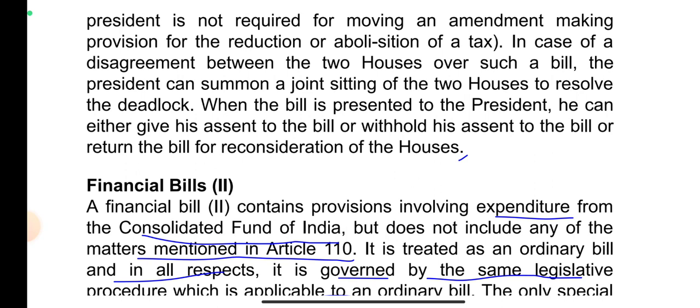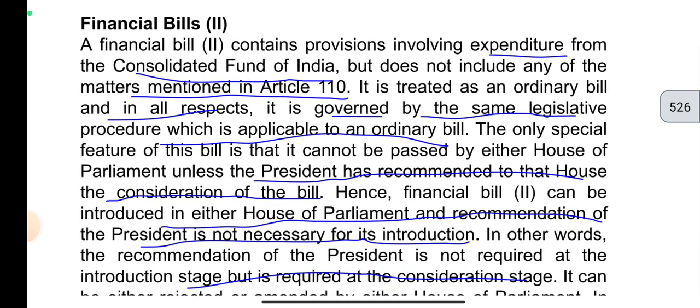When the bill is presented to the president, he can either give his assent to the bill, or withhold his assent to the bill, or return the bill for reconsideration of the houses.